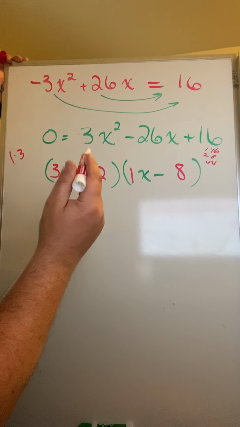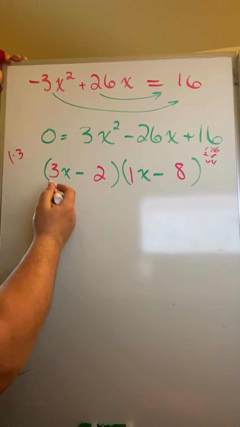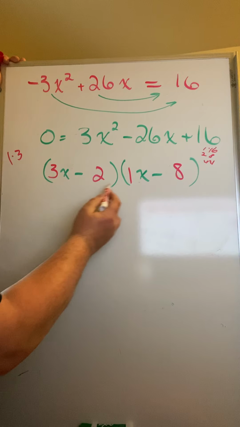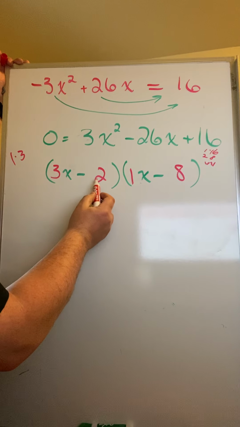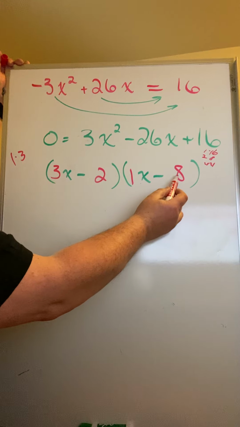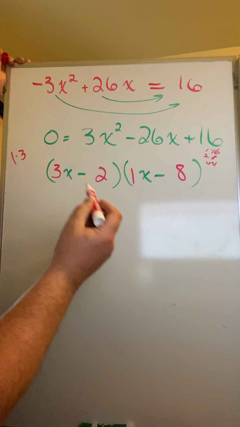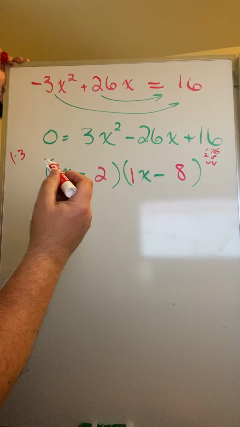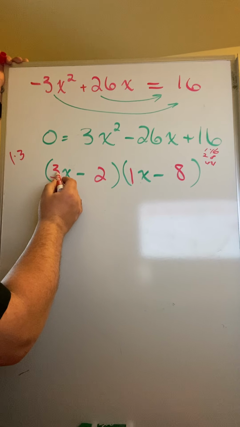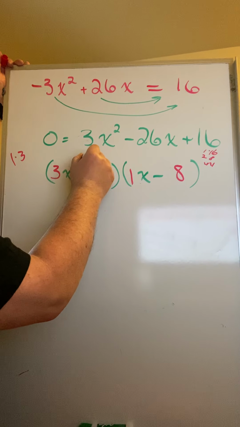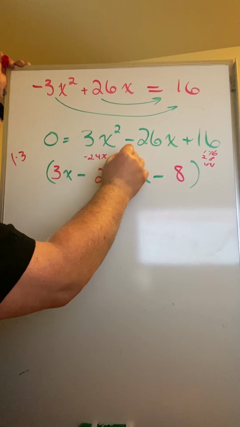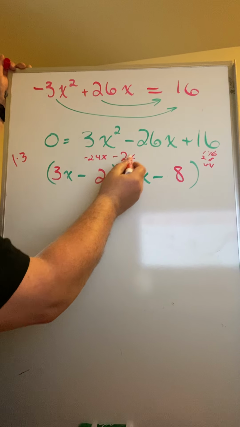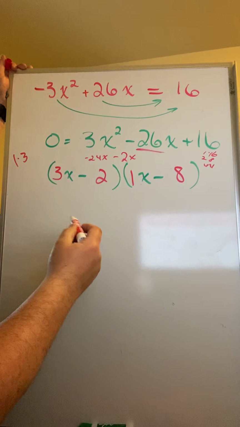Like I talked about before, I don't have to test the first, because we know 3 times 1 is 3x squared. And we don't have to test the last. We know negative 2 times negative 8 is a positive 16. You just have to test the OI, the outside inside. 3x times negative 8 is negative 24x. Negative 2 times 1 is a negative 2x. And negative 24 and negative 2 make negative 26.